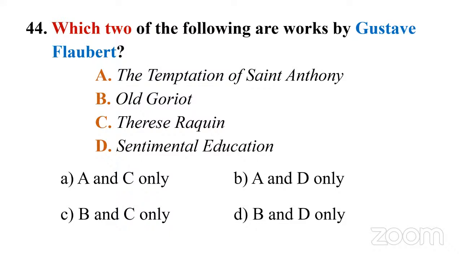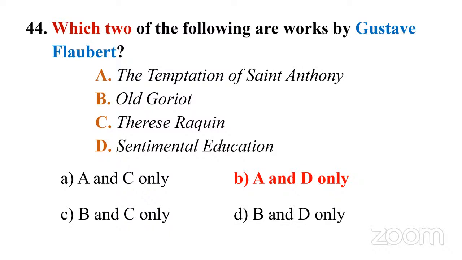So, as I told you before, you can look at the questions. We get questions from American literature, contemporary British literature, or novelists from German, French, again, French here. So let's go to the answer, then let's discuss. So the answer is B, A and D only. The Temptation of Saint Anthony and Sentimental Education. These were the novels by Gustave Flaubert.